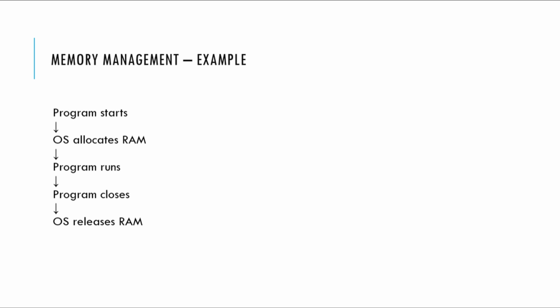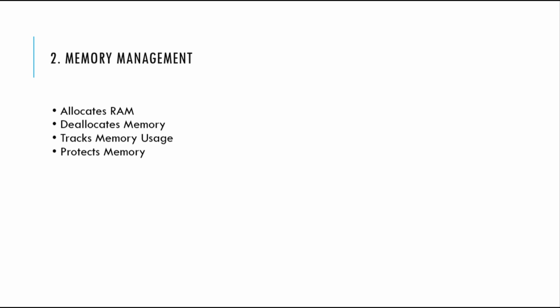So another important responsibility is memory protection. One program should never access another program's memory directly. The operating system prevents this, making the system stable and secure.